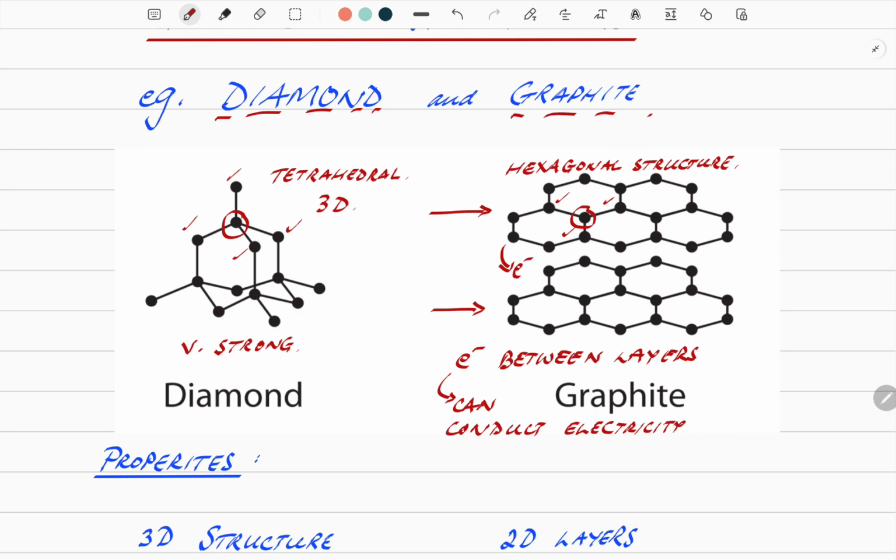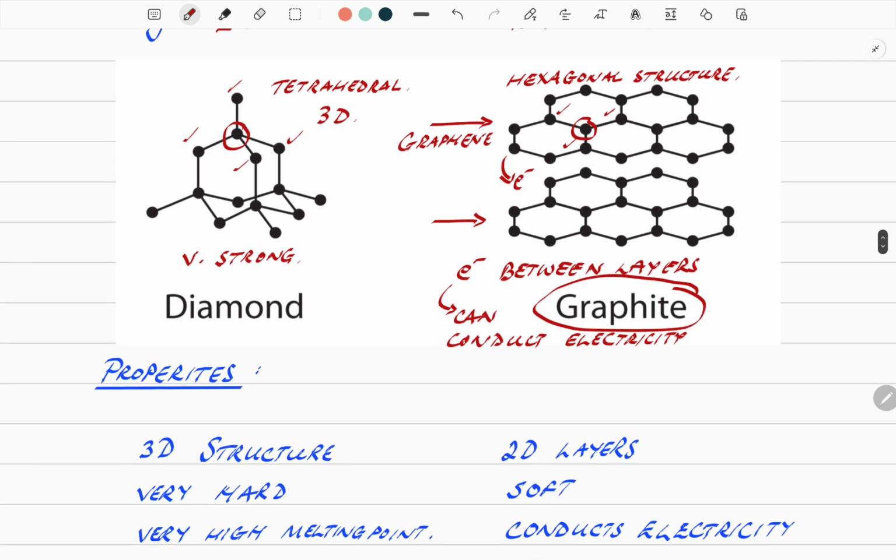and each layer is called a sheet of graphene. So graphite is made up of multiple layers of graphene. And they're in one plane and they're hexagonal, so they form little hexagons. To summarize exactly what those properties are then.